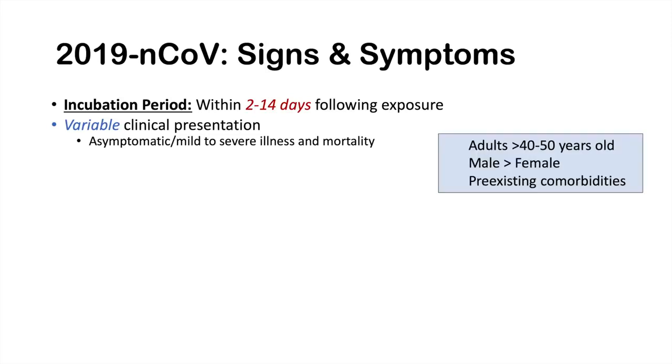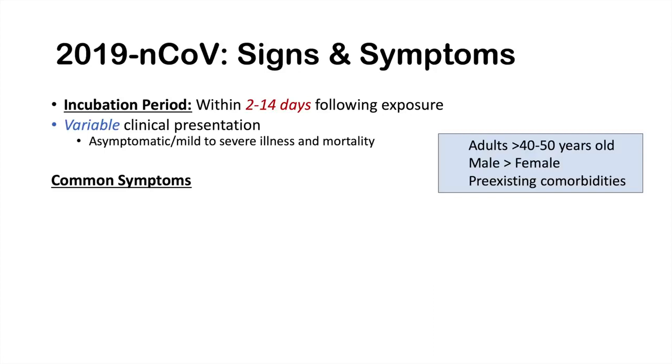And what seems to be the case from what we see in our evidence now is that older individuals, adults greater than 40 to 50 years of age, being male and having pre-existing comorbidities, can be risk factors for contracting this virus and having worse clinical presentation, so more severe illness.